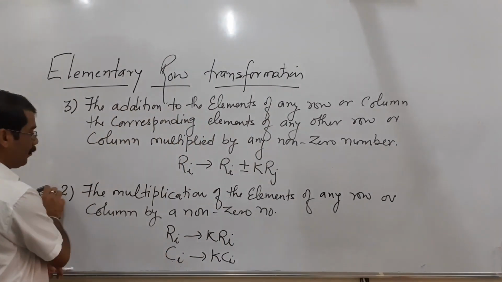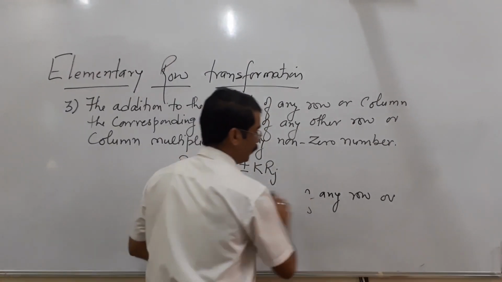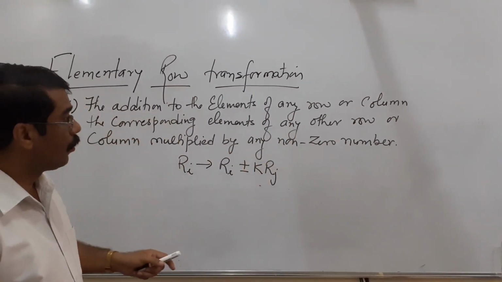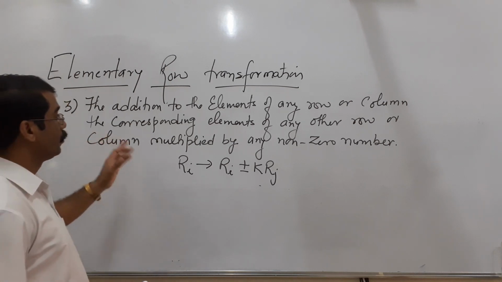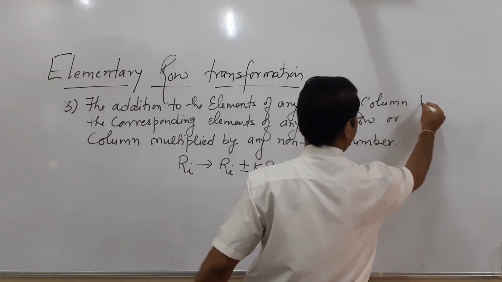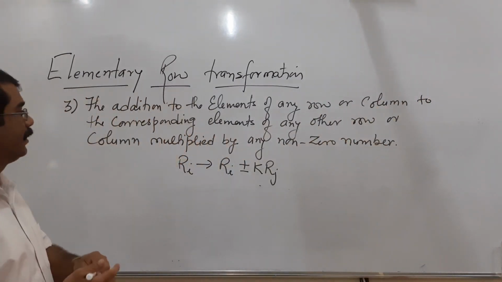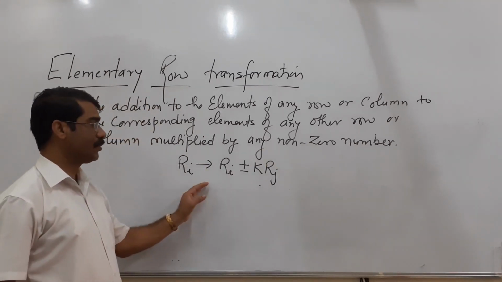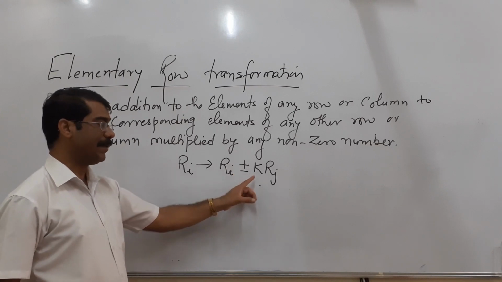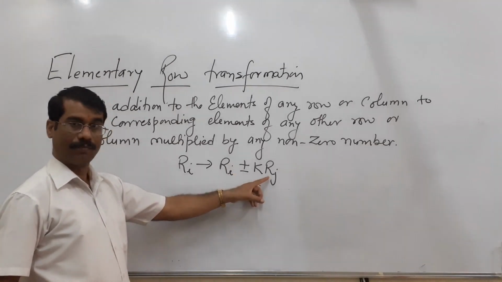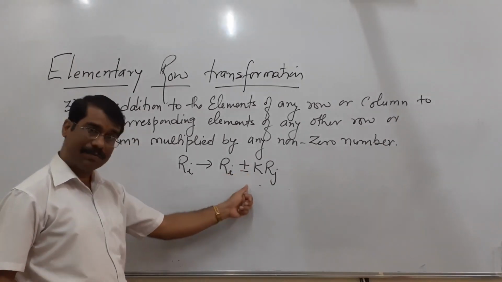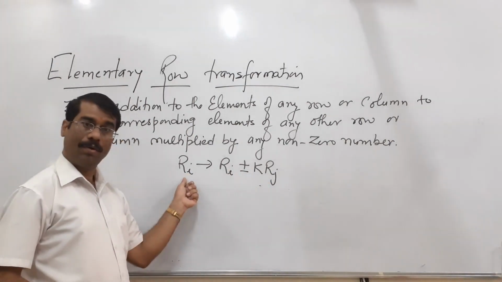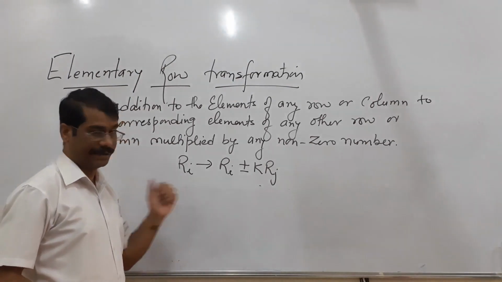That is very important. See how to understand? Look at it. The addition to the elements of any row or a column of the corresponding elements of any other row or column multiplied by any non-zero number. That means R1 tends to R1 plus or minus some non-zero number multiplied by R2. That means we are changing whom? Row 1. Now we'll look into it further.